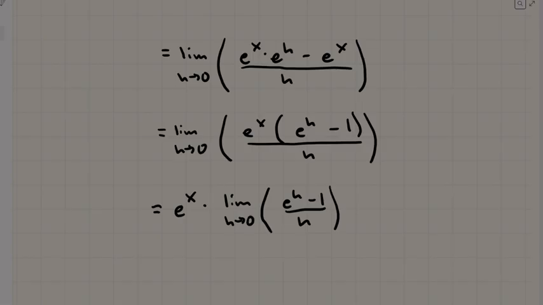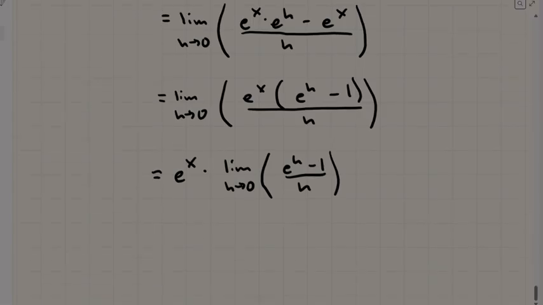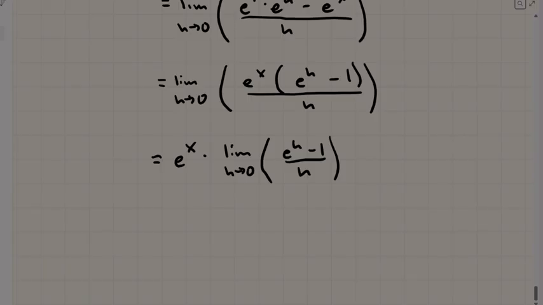And so this is where the graphing calculator is going to come in. So we're just going to graph e to the h minus 1 over h. We'll substitute in x because that's how the graphing calculator is going to work. And let me just paste that over.